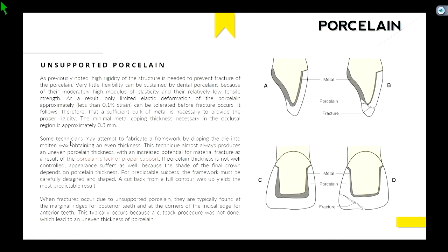And then this is just talking about if the technician, all they did is dip the wax pattern and didn't do the full contour wax up with the cutback, a lot of times you're going to have an area where the porcelain is thin. And then it's going to lack the proper support. Okay? So when you do see porcelain that fractures, typically what you'll find is that in the posterior, you're going to find the fracture on the marginal ridges. And then for the anterior, a typical place to find it is this scenario here at the corners of the incisal edge. Those are the areas that are most typical for porcelain to be unsupported.